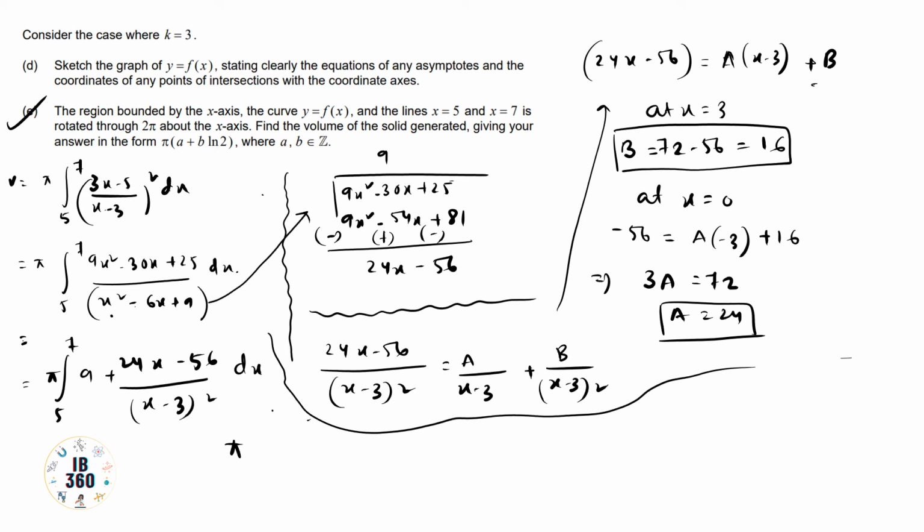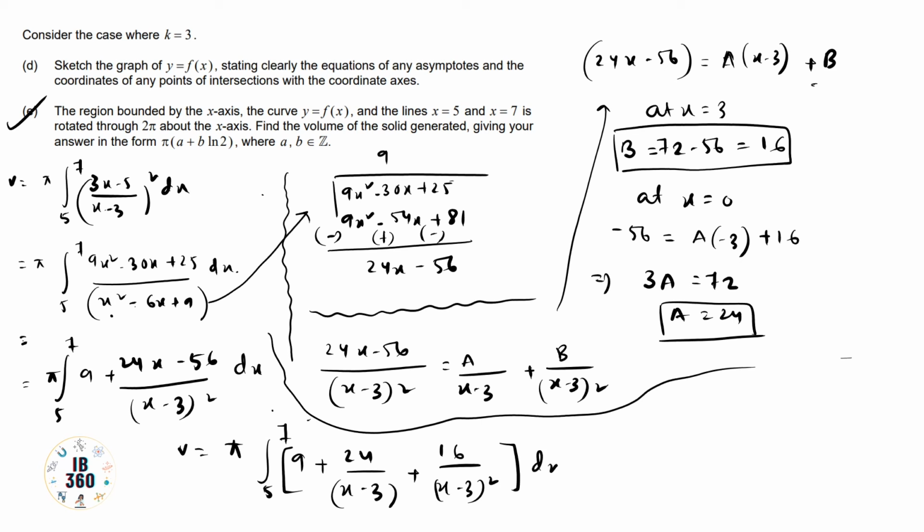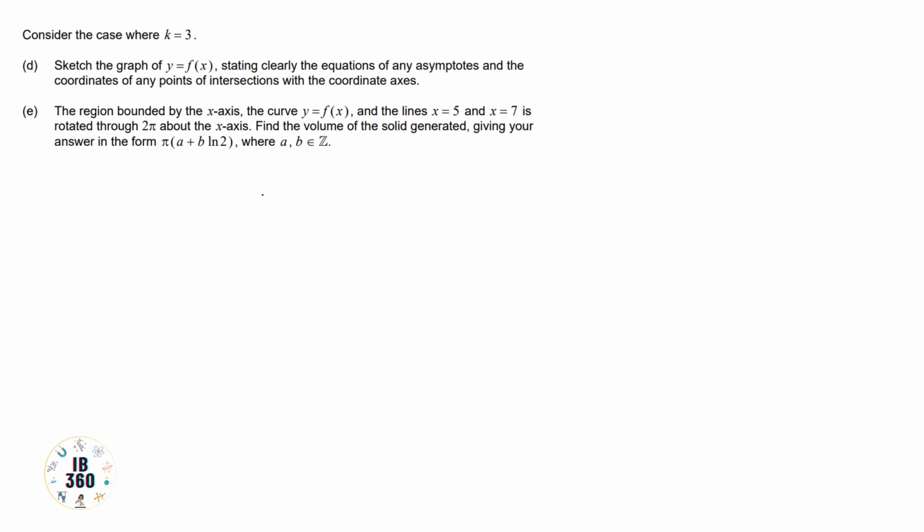So V equals pi times the integral of 9 plus a by (x minus 3). So a will be 24, so 24 divided by (x minus 3). See the beauty of this equation. And the value of b is 16, so 16 divided by (x minus 3) whole squared, complete dx. Now see, the complete equation from here is derived to this simple equation. Now you can do this very simply. So in the next slide we will do that.